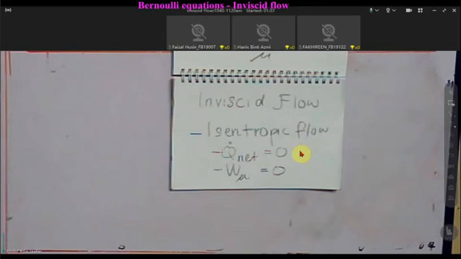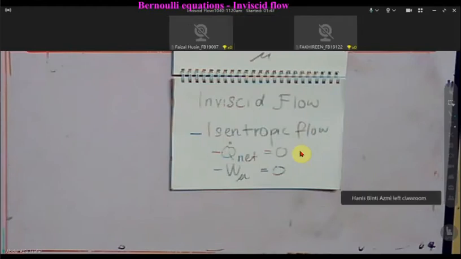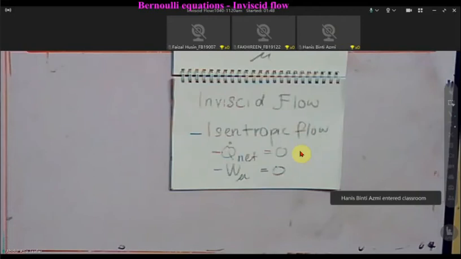Is a qualitative description about inviscid flow. So if you want to look at the thermodynamic process, you learn it in thermodynamics. We call it isentropic flow, right?